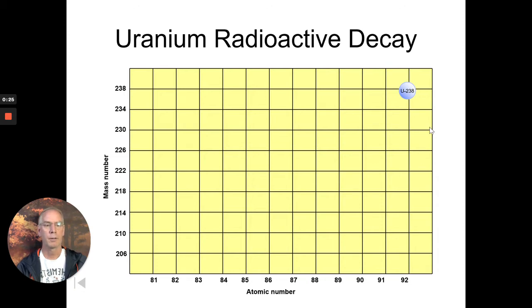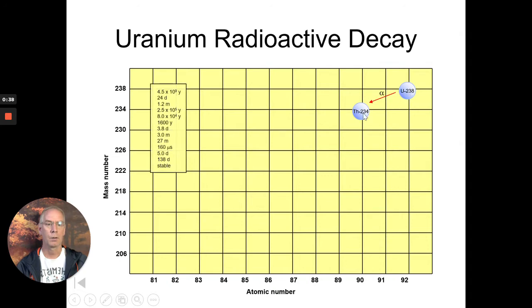So if we start with a very unstable uranium-238, what it's going to do is try to make itself more stable. And it can do that by emitting an alpha particle, and then it will generate thorium-234. The half-life of that first reaction is about 4.5 times 10 to the 9th years. So in actuality, uranium-238 is actually very stable.